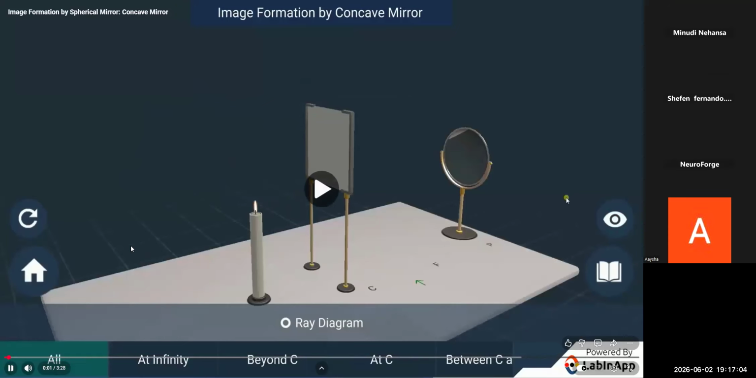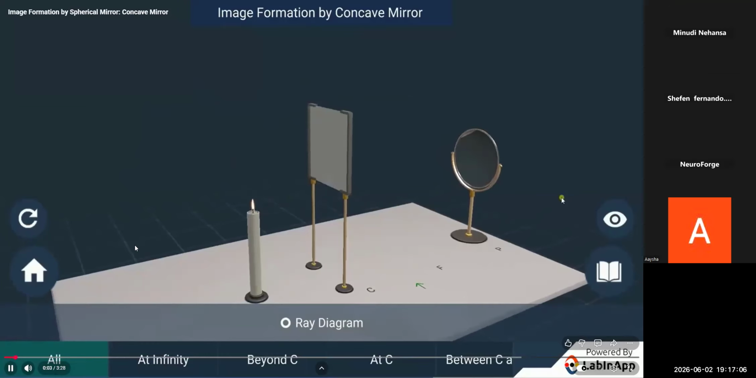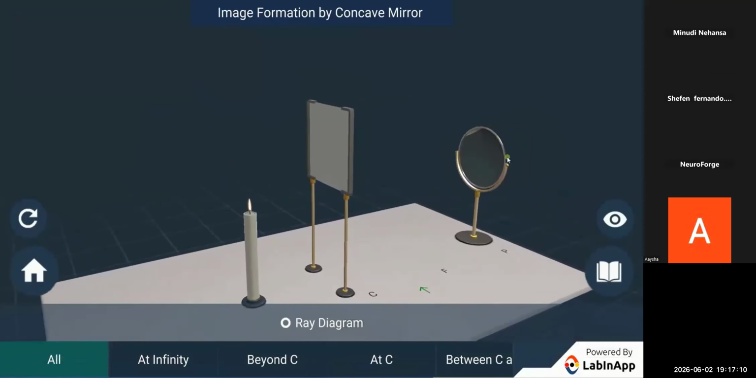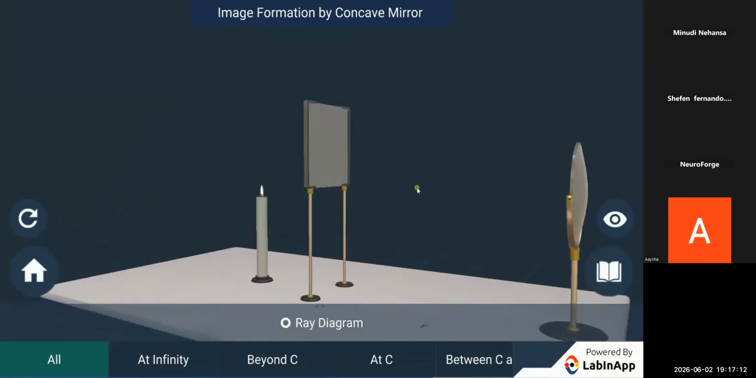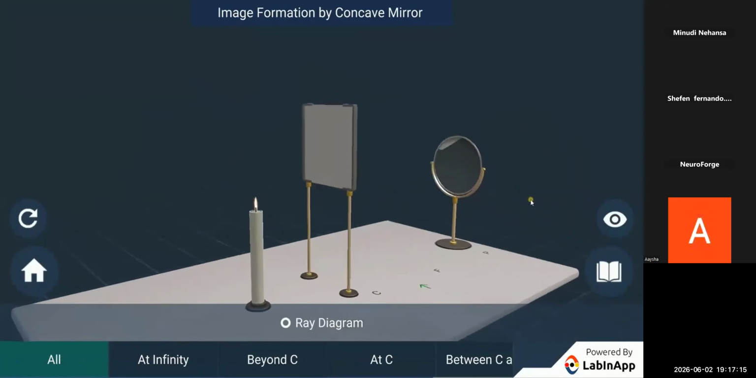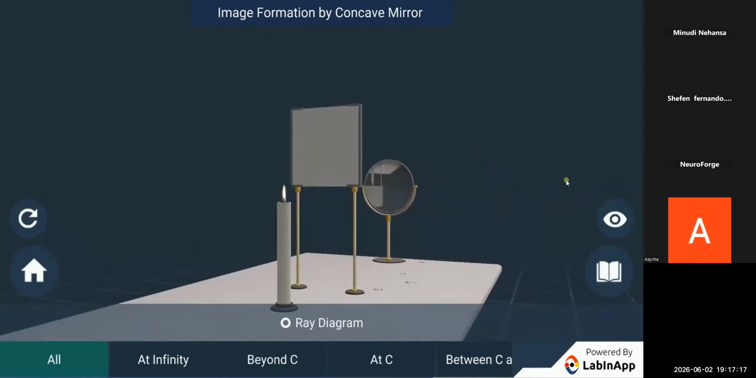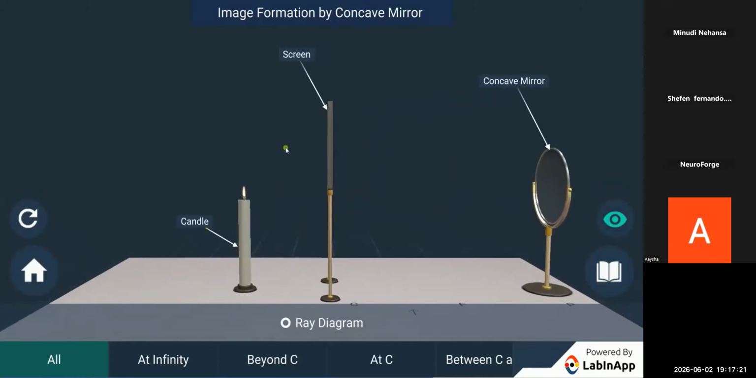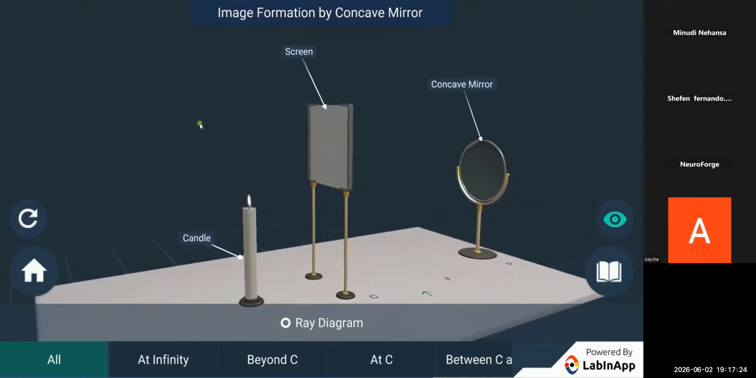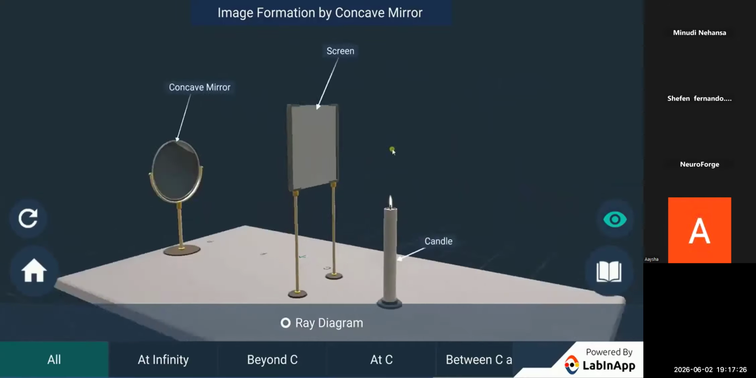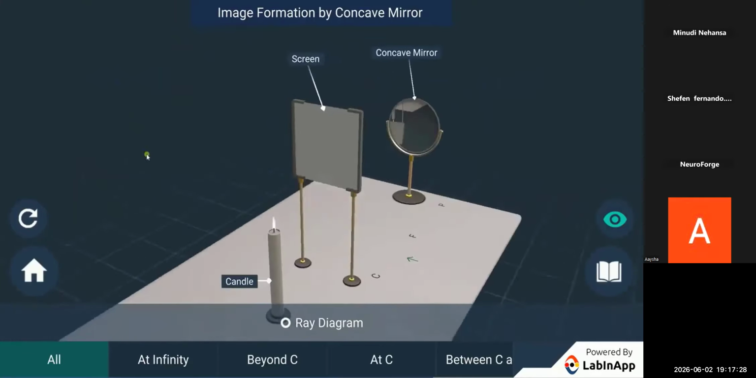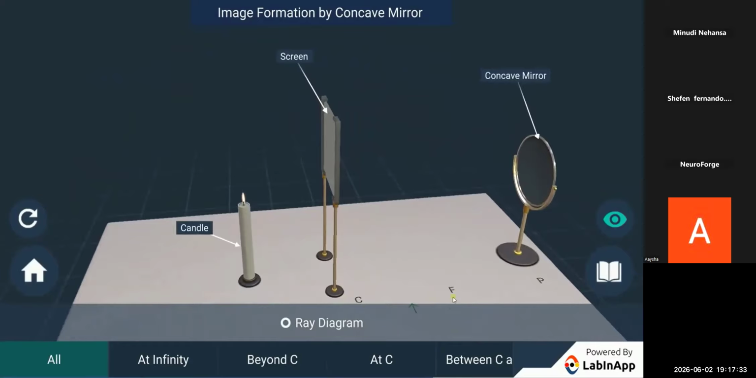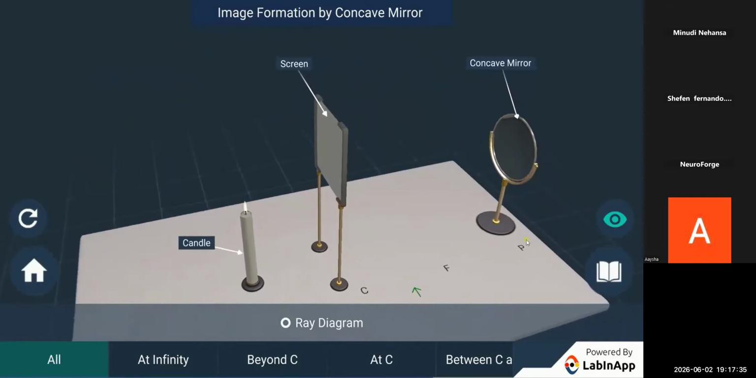This is the experiment you did at school. Let's find out the image formation by a concave mirror for different positions of the object from it. A concave mirror on a stand, a candle with flame, and a paper screen to capture the image are taken on a horizontal surface as shown. Positions of the center of curvature C, focal point F, and pole P are marked from the concave mirror.